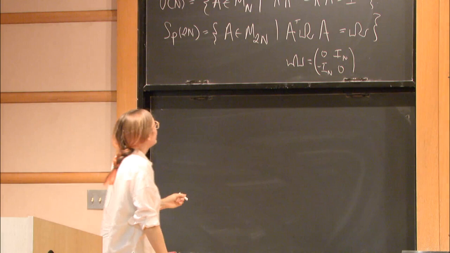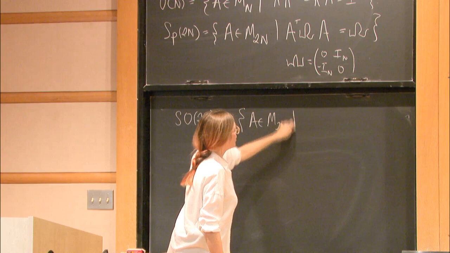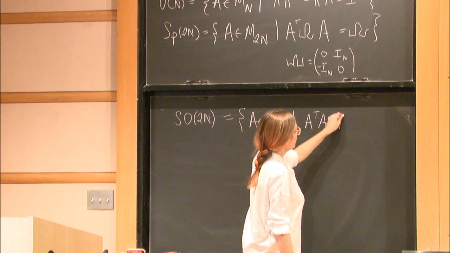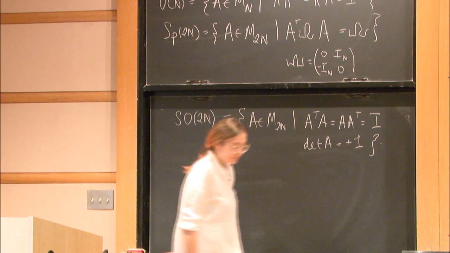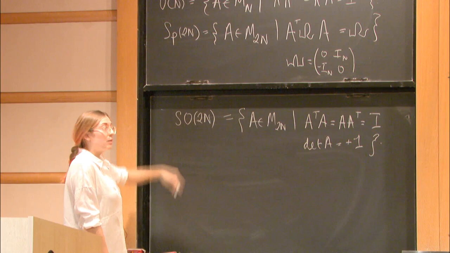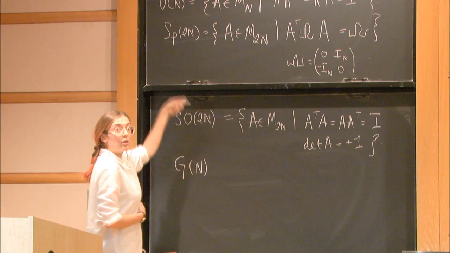And then finally we have the special even orthogonal group, which again are 2N by 2N matrices that are orthogonal. And the extra condition is that they have unit determinant. Something to comment firstly: any matrix in any one of these groups has its eigenvalues on the unit circle, which is important. Great, and I will denote by G(N) any one of these groups.